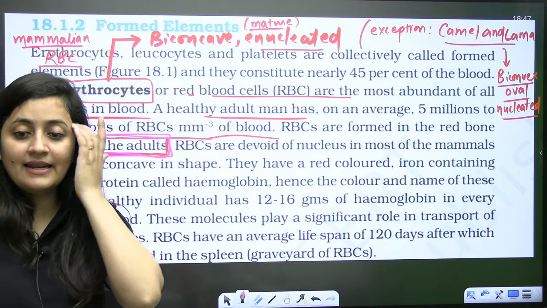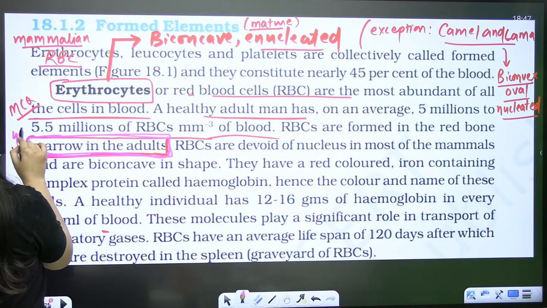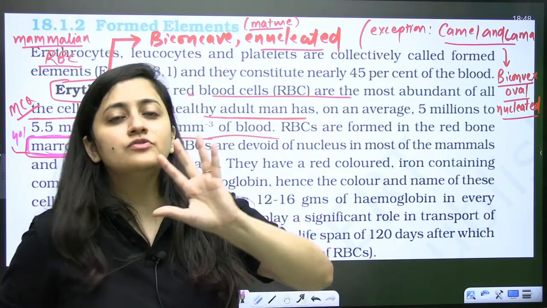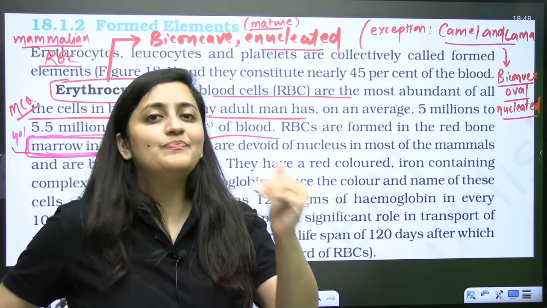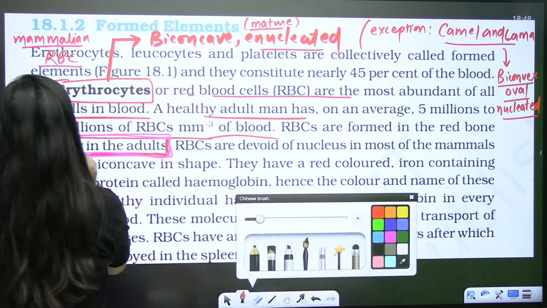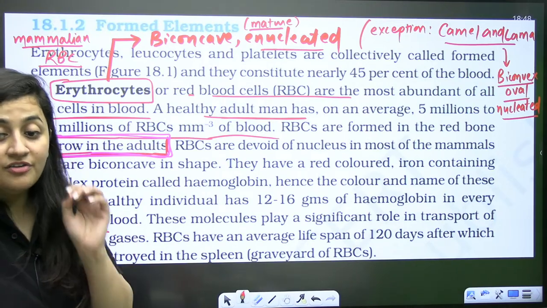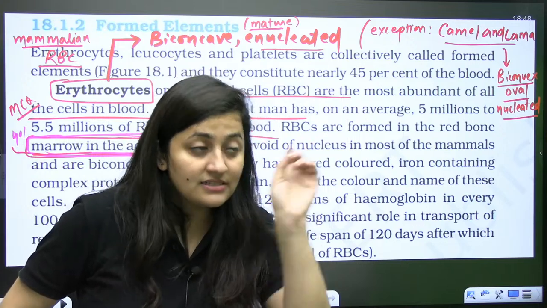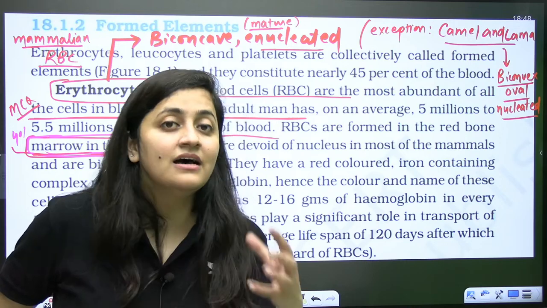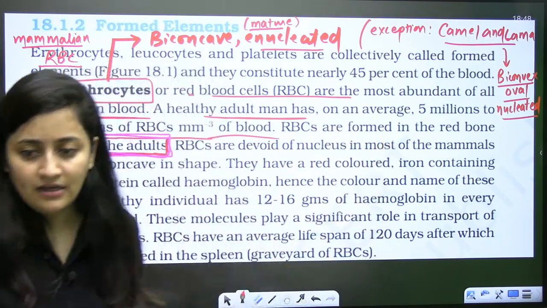No, the answer is incorrect. Initially, no doubt it starts in the yolk sac, but then the spleen and liver will take over the function. Then it is the spleen and liver where the RBC production will be. But in the case of adults, it will be in the red bone marrow. So if they are asking about adults, then it is the red bone marrow. But if they are asking about embryonic stages, then mainly it is the liver and spleen. Initially it started in the yolk sac, then finally the liver and the spleen.